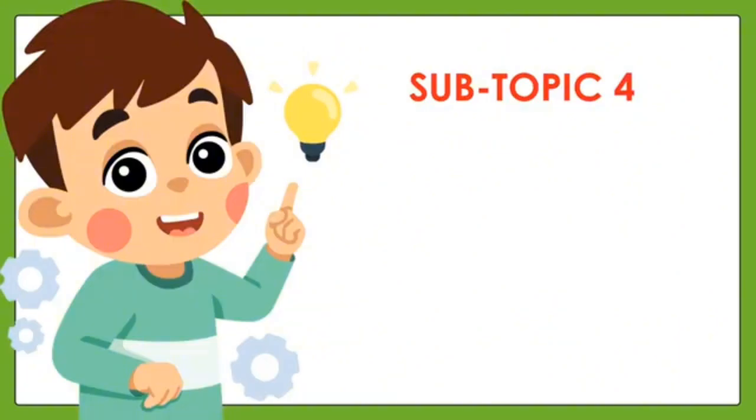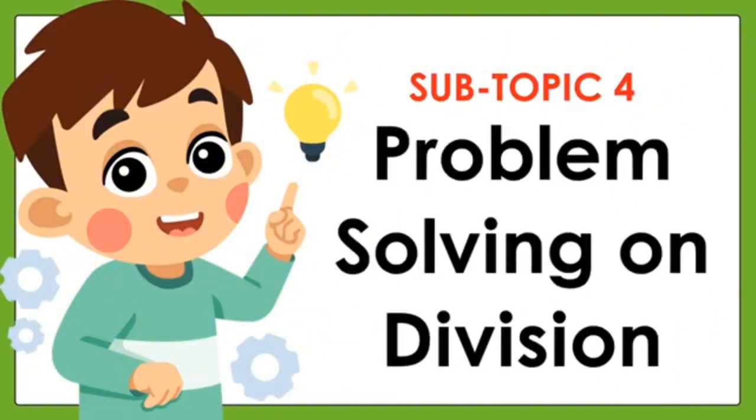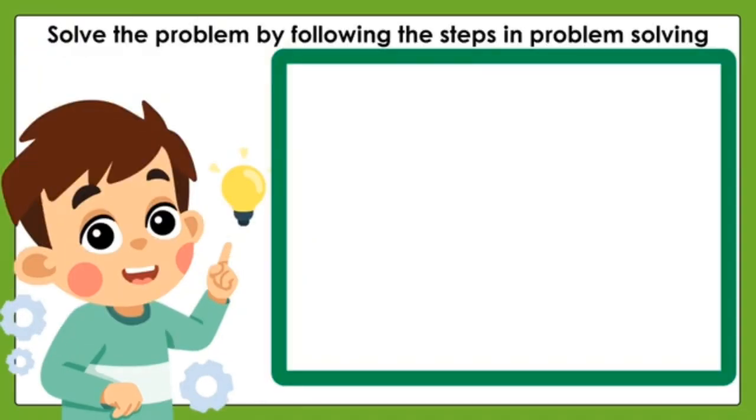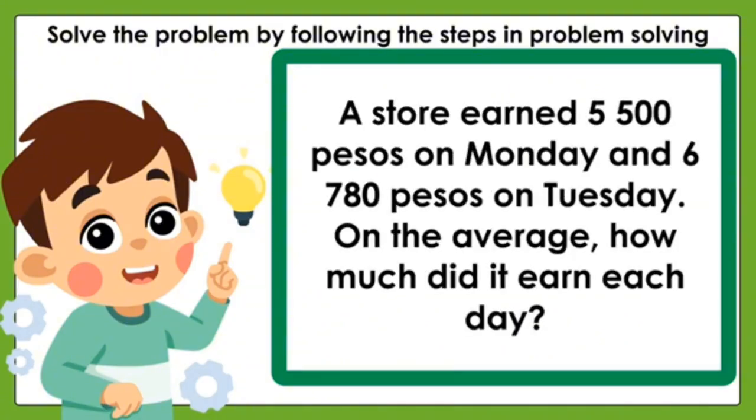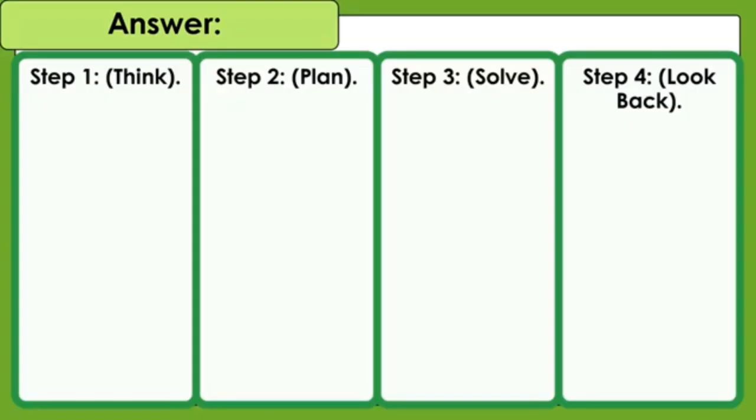For our subtopic number 4, problem solving on division. Solve the problem by following the steps in problem solving. A store earns 5,500 pesos on Monday and 6,780 pesos on Tuesday. On the average, how much did it earn each day? Let's answer.